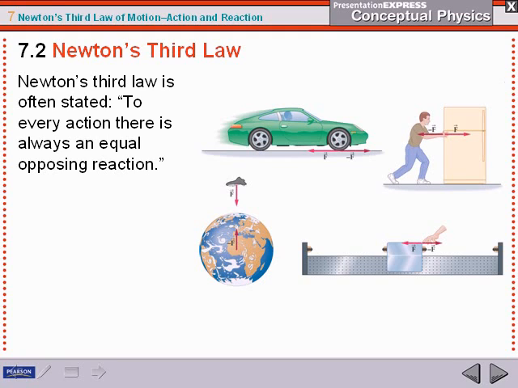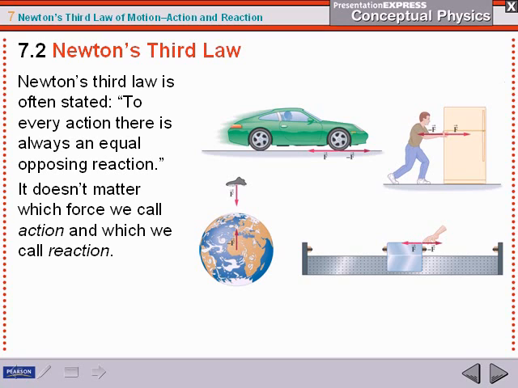Here's that law. Here's another way of stating it. To every action, there is an equal and opposite reaction. I'm sure you've heard of that. And here's another point about it: it doesn't really matter what we call an action force and what we call a reaction force. Sometimes it's hard to tell which one's the action force and which one's the reaction force.